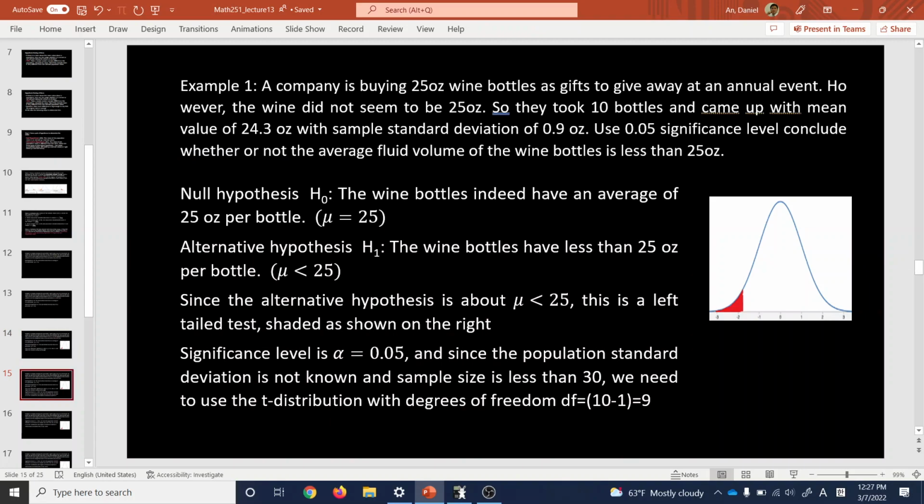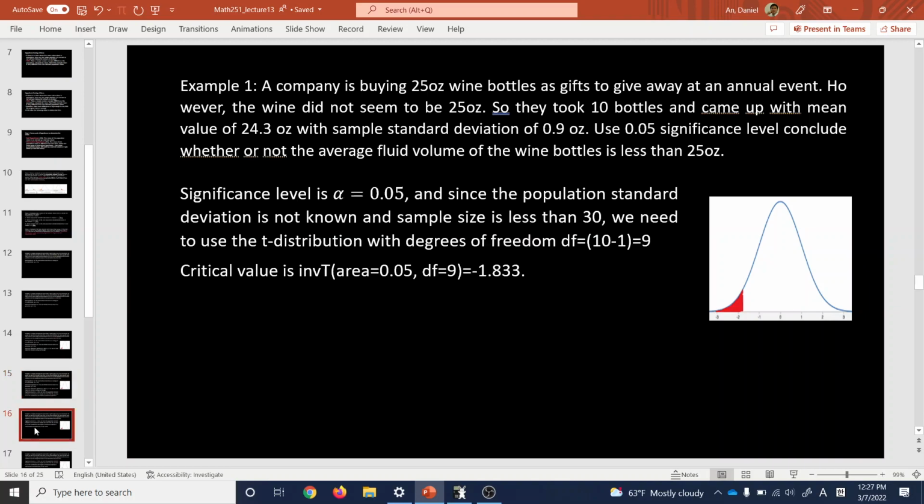Our significance level is 0.05. And since the population standard deviation is not known and the sample size is less than 30, we have to use a t-distribution, which requires the degrees of freedom calculation. Degrees of freedom is always n minus 1. So our degrees of freedom is 10 minus 1 equals 9. All right, let's continue.